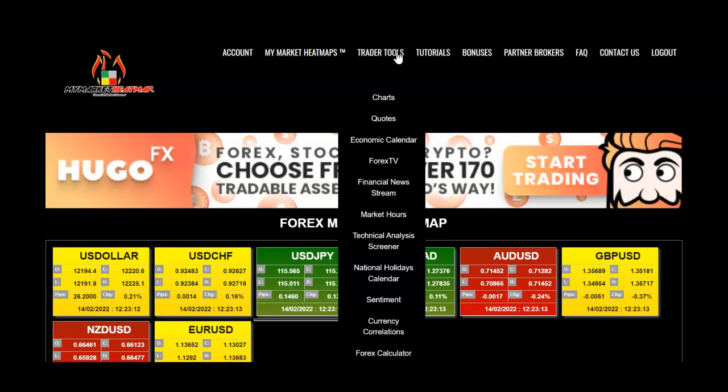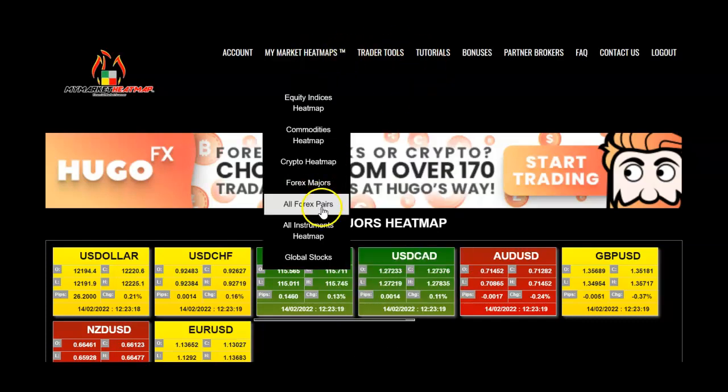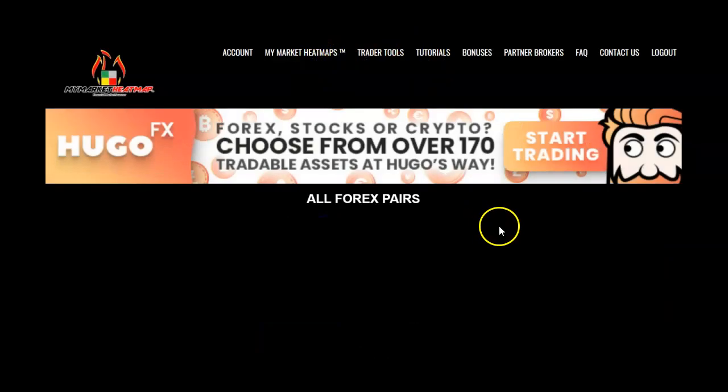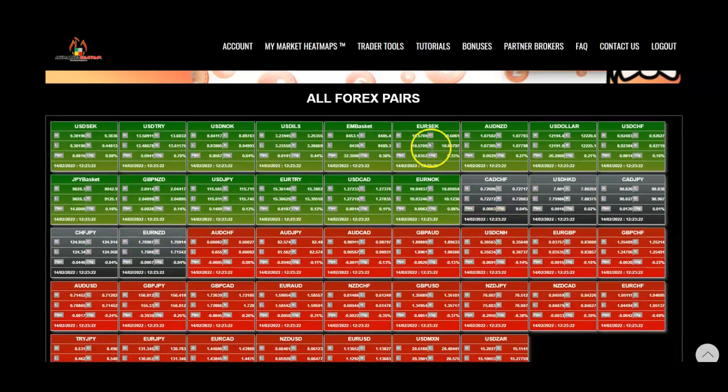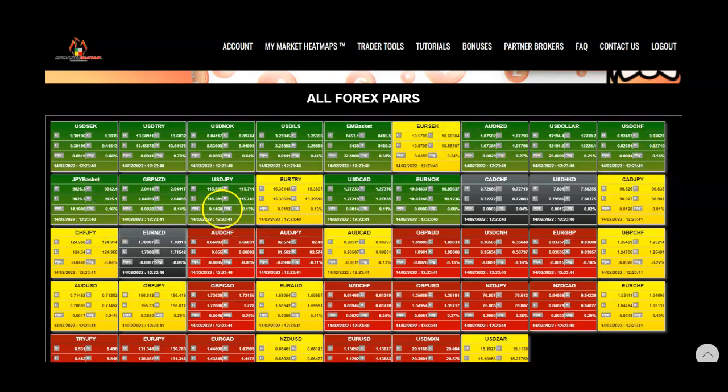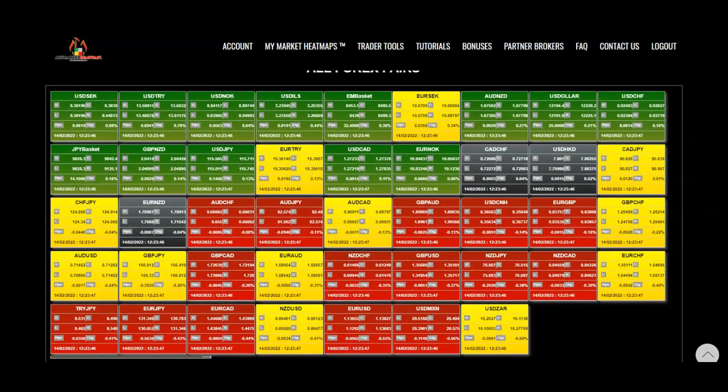So what we can do, we can also go to the heat map and look at all Forex pairs and see how they're all faring. And we can see the dollar family is in charge. The dollar SEK, the Swedish kroner, dollar Turkish lira, dollar Norwegian kroner, the dollar Israeli shekel, and so the US dollar index, dollar Swiss, and Aussie Kiwi, pound Kiwi, dollar yen. So these are really interesting pairs that are leading right now. The other dollar pairs aren't really doing so well.